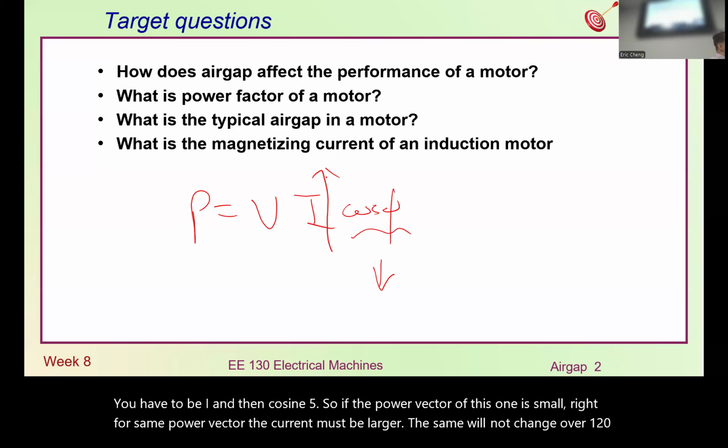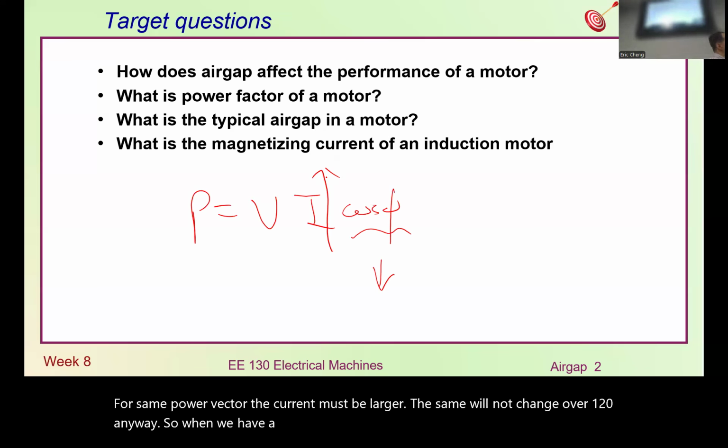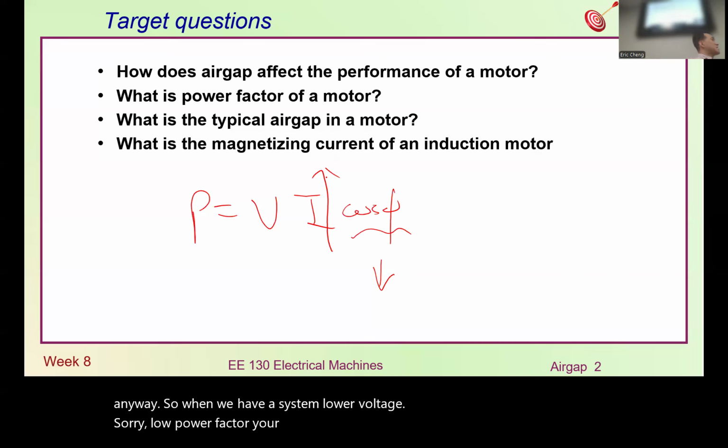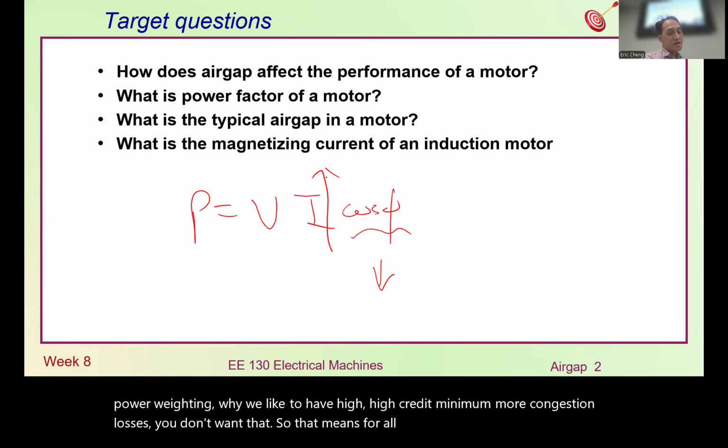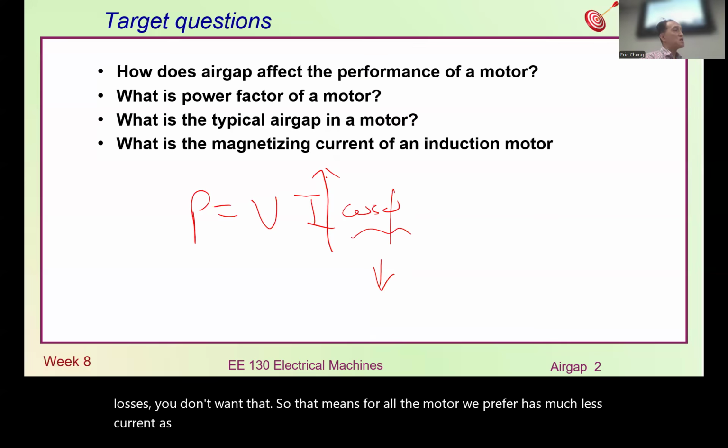So when we have a system with low power factor, your current must be higher. You can see that for the same power rating, higher current means more conduction losses. You don't want that. So for all motors, we prefer as little current as possible. A high power factor will be best. Less current passes through the copper winding, so less power loss, less conduction loss.